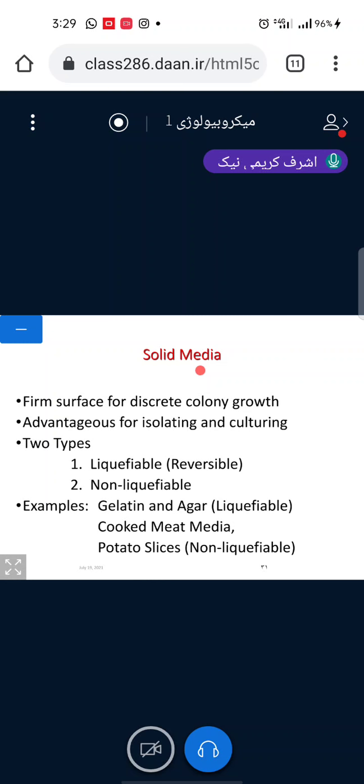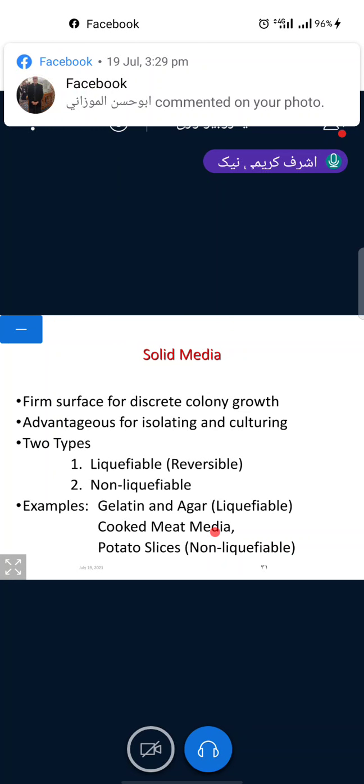A firm surface for discrete colony growth has advantages for isolating and culturing. Two types: liquefiable, reversible, and non-liquefiable. For example, gelatin and agar are liquefiable. Cooked meat media and potato slices are not liquefiable.